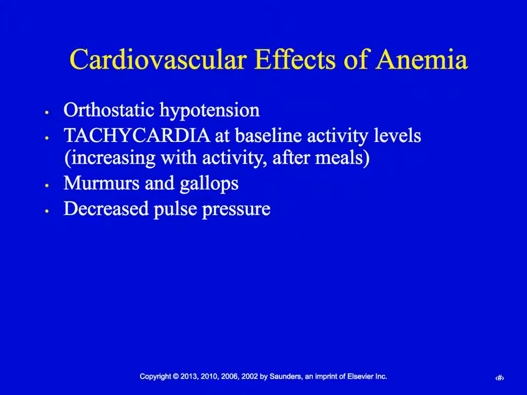And then, of course, your decreased pulse pressure, which just means that your pulses are going to be very faint. You could have a thready pulse in a patient who's anemic, who normally has a 2+ pulse in their peripheral pulses. So that's what that's referring to.